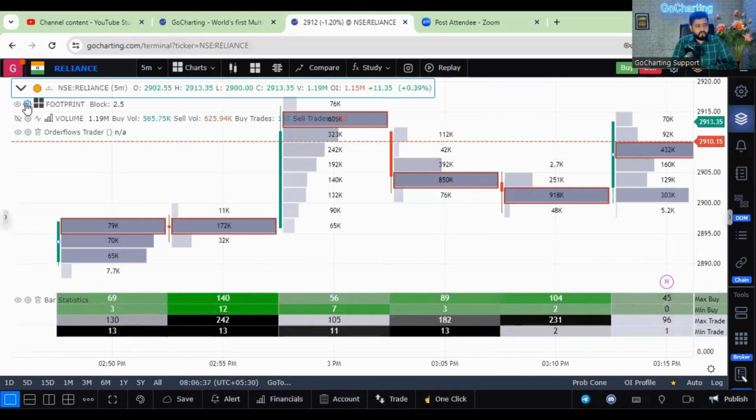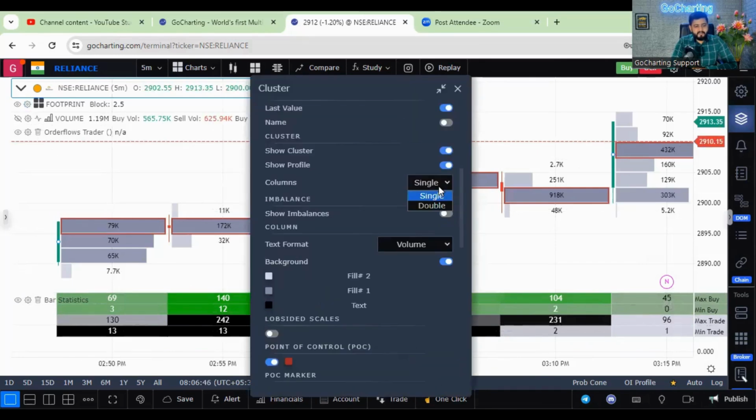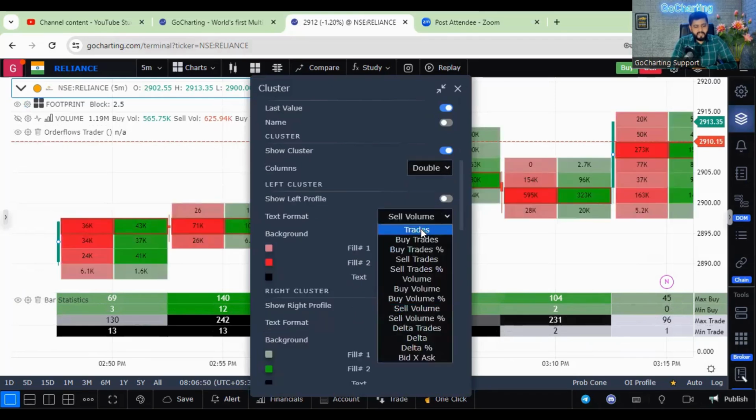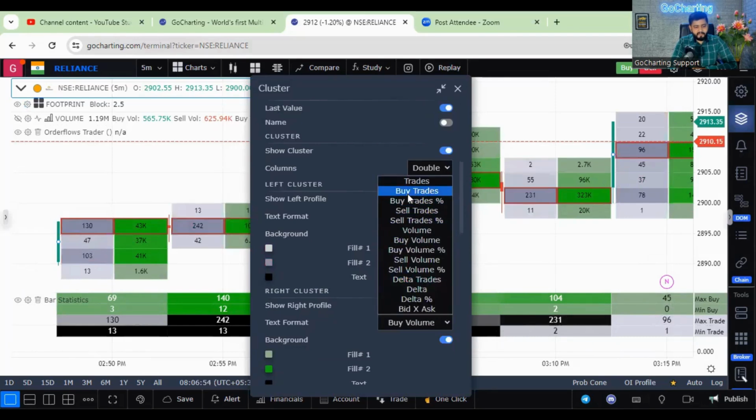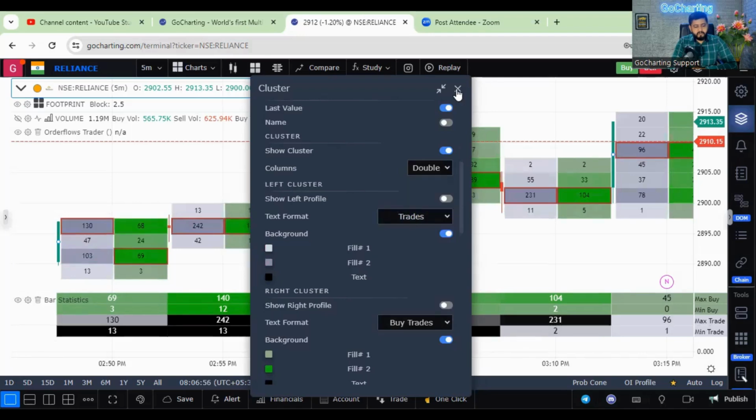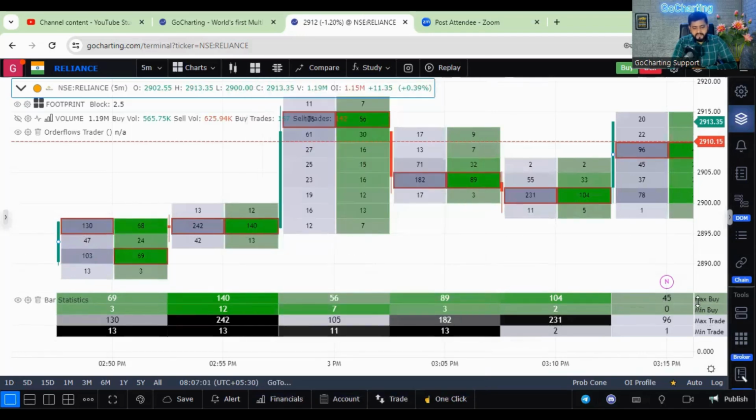Now let's go to the footprint chart. Let's add a double column here, and here we should add trades. And in this one, I'm adding buy trades. Okay, now let me close it. See what it is saying: max buy. So what is max buy? Max buy is 89. You can see this max buy is 89.